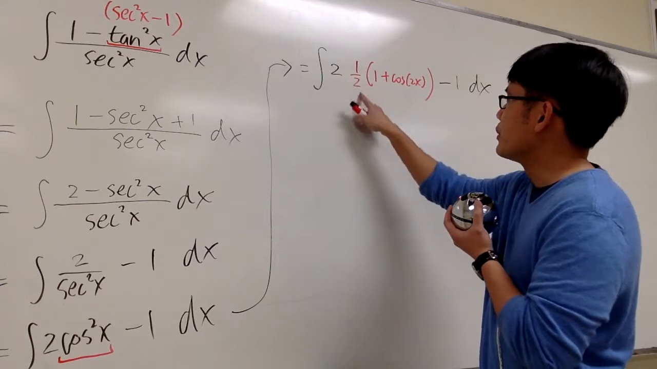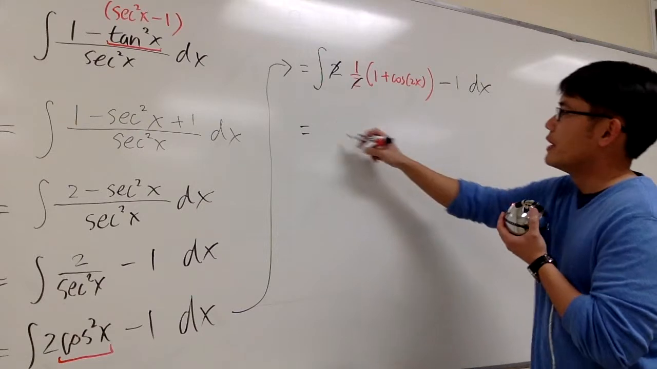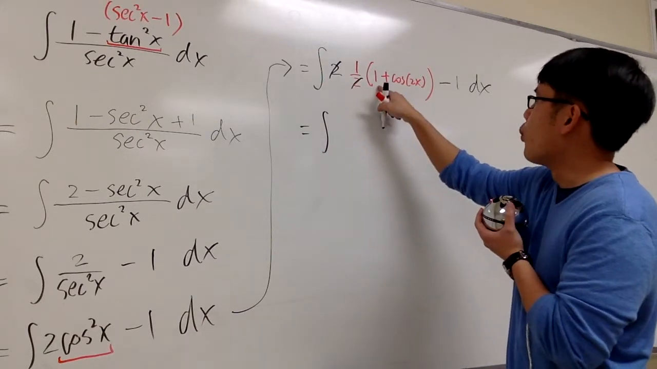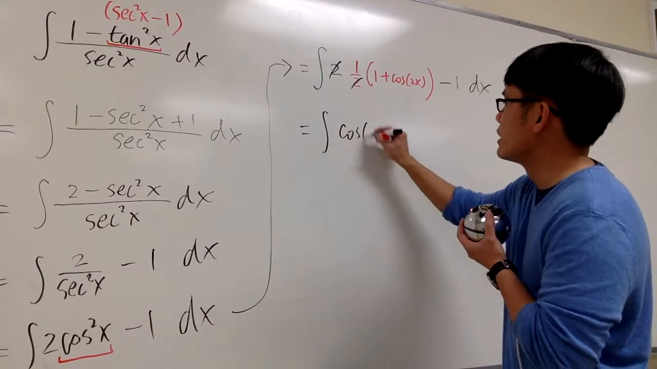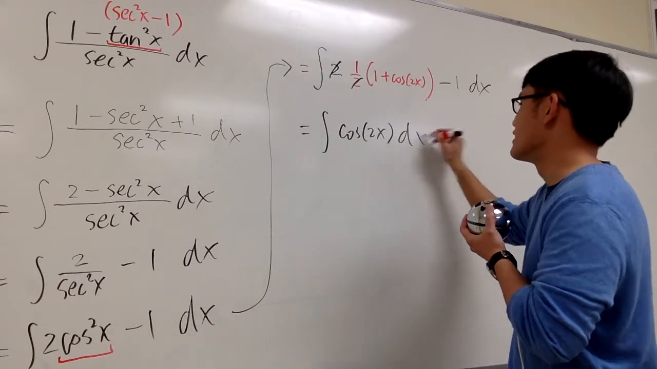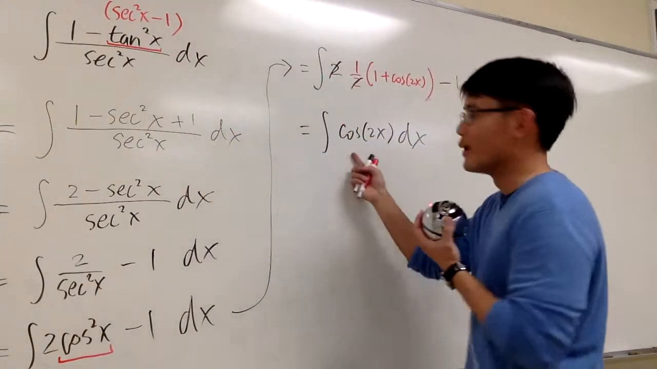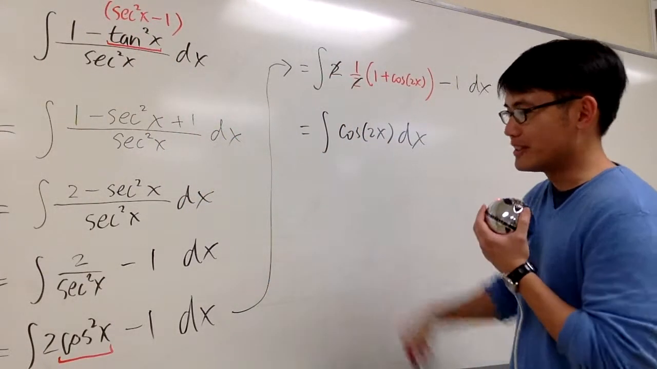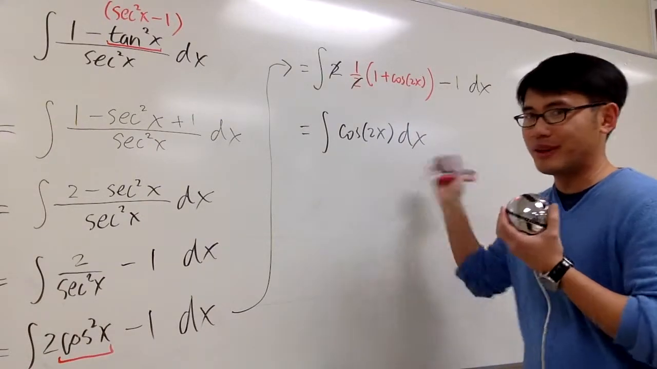Luckily, the 2 and the 2 cancel each other out, so we have just 1 times that, but then this is the same as the integral of 1 minus 1, which is 0, altogether just cosine of 2x dx. Really? All that becomes just cosine of 2x after so many steps. Maybe there's a shorter way to do it, but I did this already, so just follow this anyways.